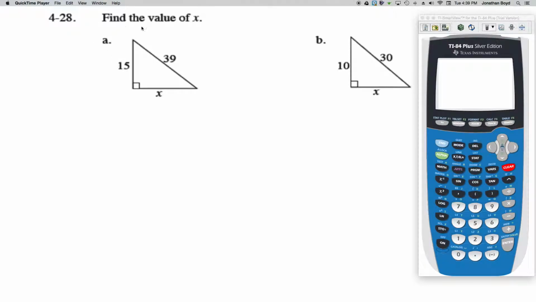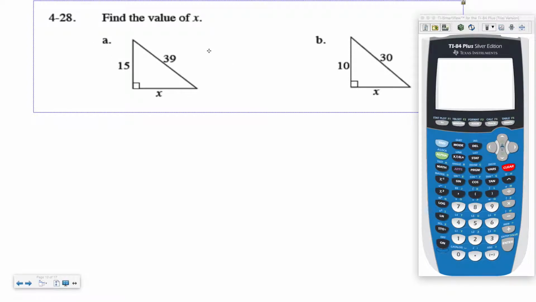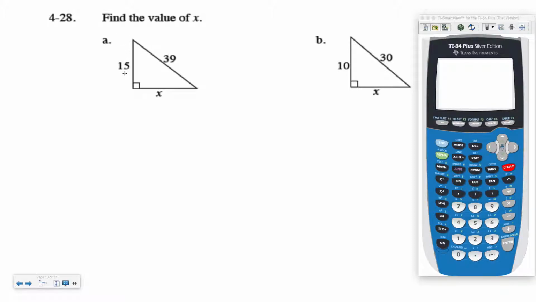Problem 4-28, find the value of x. So what we have here is a right triangle. We are missing one side length, and they're asking us to figure out the length of that based on the knowledge of the two other side lengths. This is a little throwback to middle school math. Everybody should have learned in middle school what we call the Pythagorean theorem.